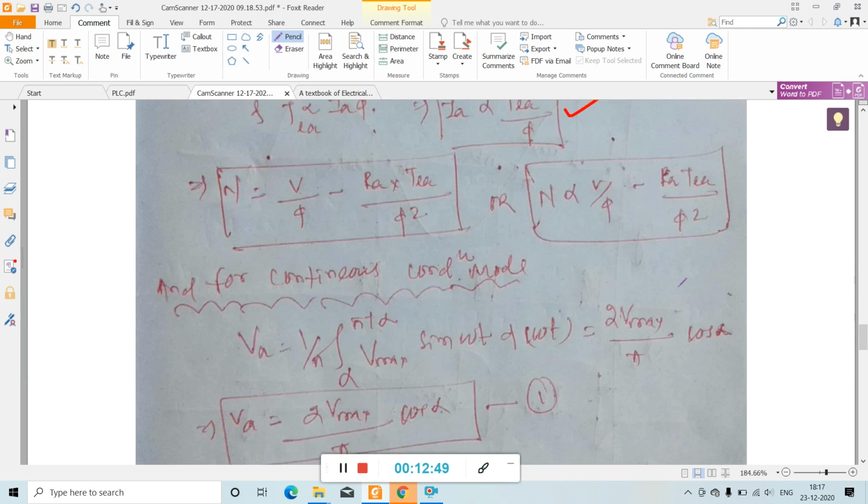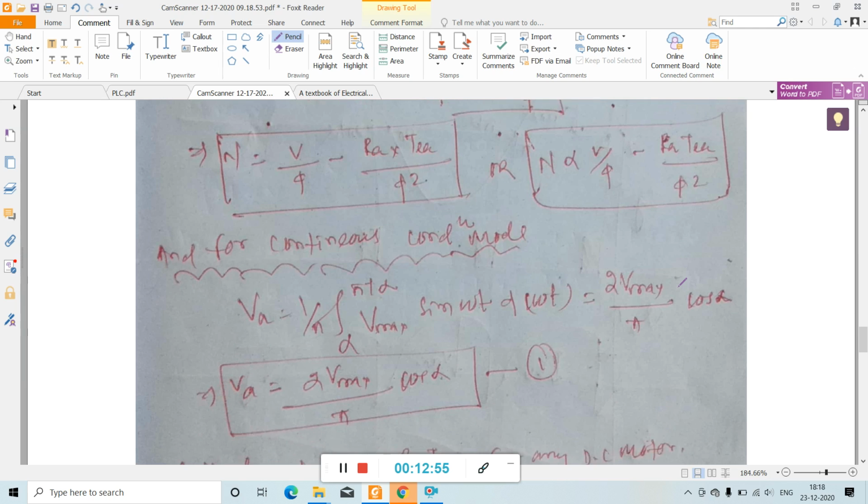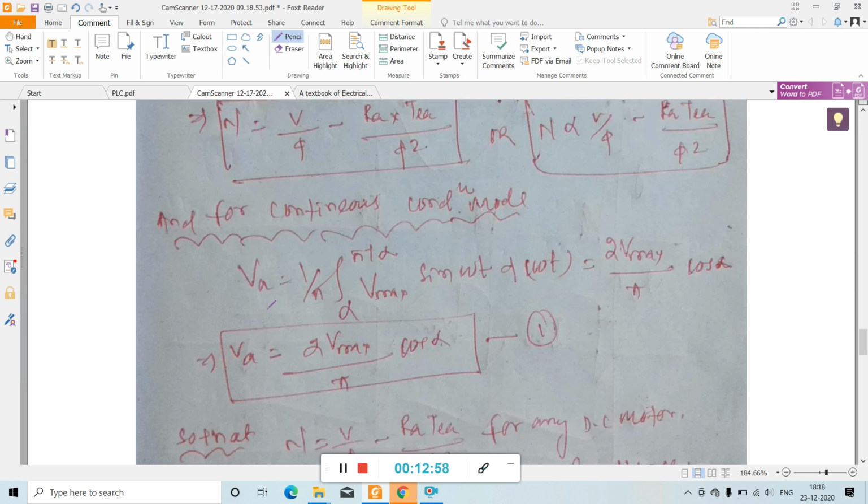So for continuous conduction mode, your Va is equal to 1 by pi, integration from alpha to pi plus alpha of V max sin omega t d omega t. This gives V max by pi into cos alpha, and from here we have found the average output voltage, which is 2V max by pi into cos alpha.